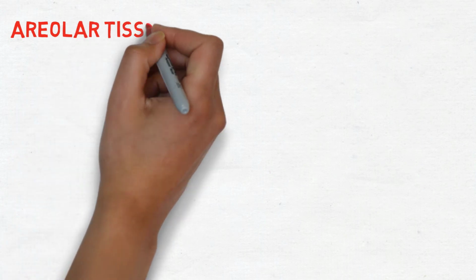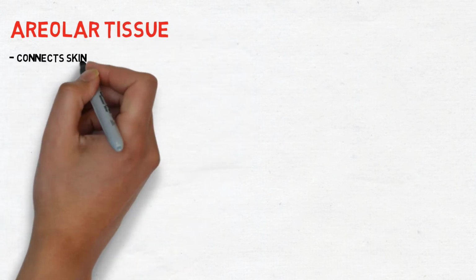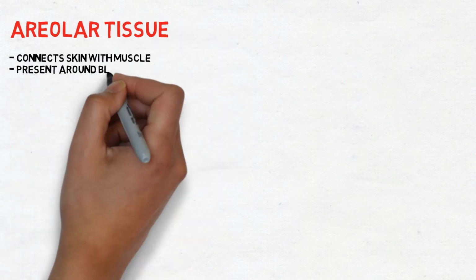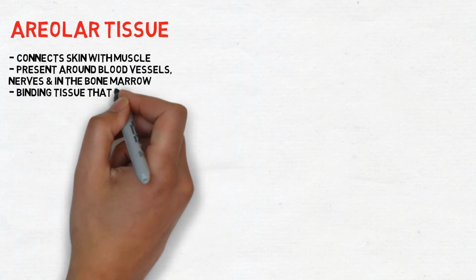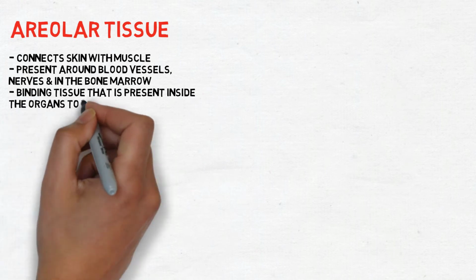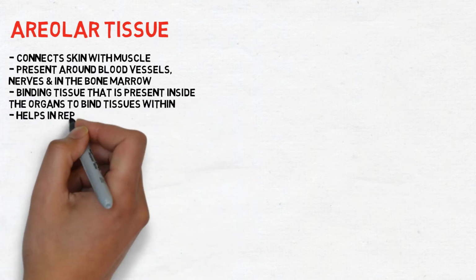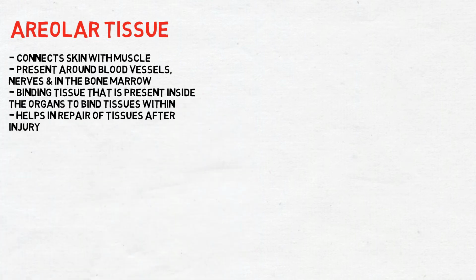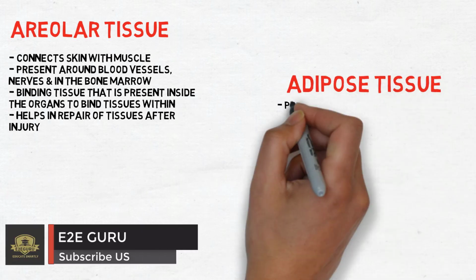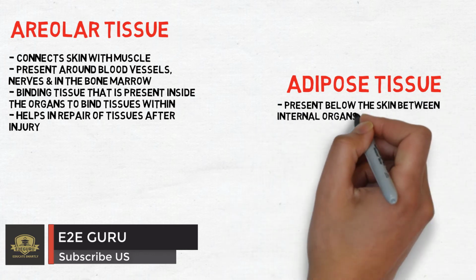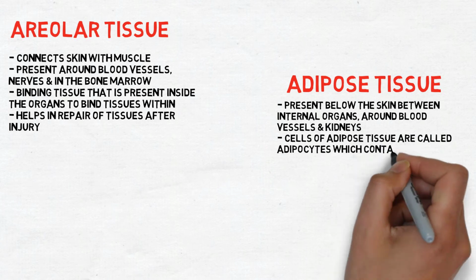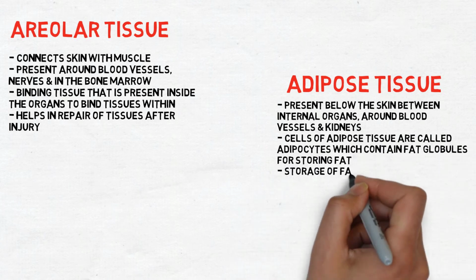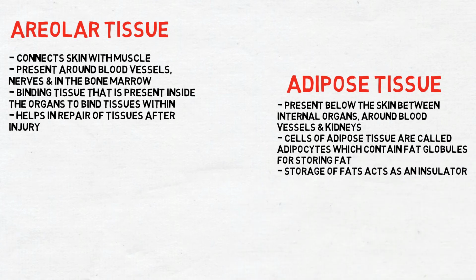Areolar tissue is a soft tissue present below the skin and surrounds the muscles and blood vessels. Areolar tissue is a binding tissue that binds various tissues inside an organ and helps in repair of tissues after injury. Another connective soft tissue present below the skin is the adipose tissue. Cells of adipose tissues are called adipocytes and these store fat. This stored fat acts as an insulator for body.